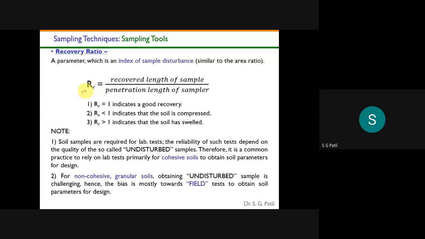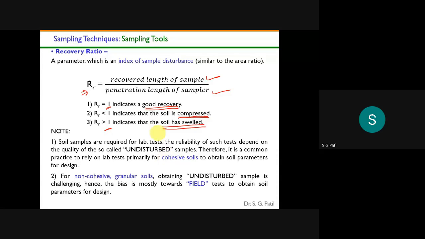So what is the recovery ratio? Recovery ratio is nothing but the recovered length of sample to the penetration length of sampler. That means if you have a recovery ratio of 1, whatever length of penetration is there, the same amount of sample you have got. Okay, so that is called a good recovery. If your recovery ratio is less than 1, that indicates you are getting a compressed soil sample. If your recovery ratio is greater than 1, that indicates soil is swelled.